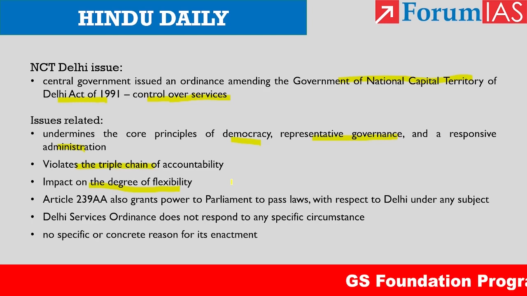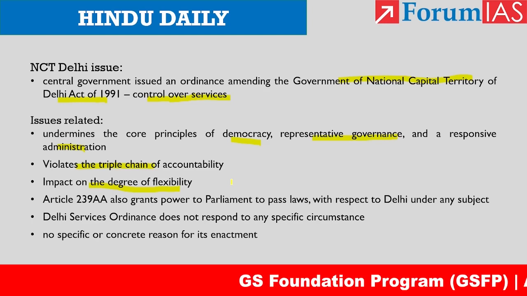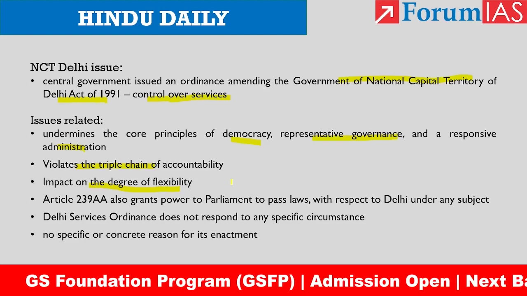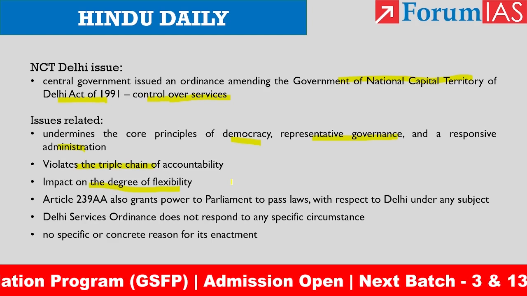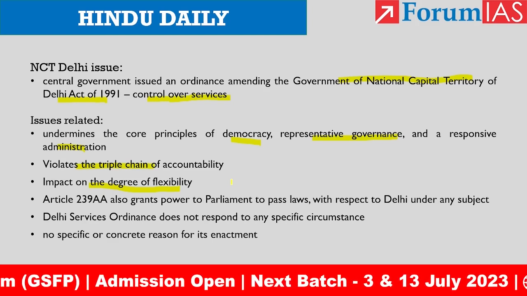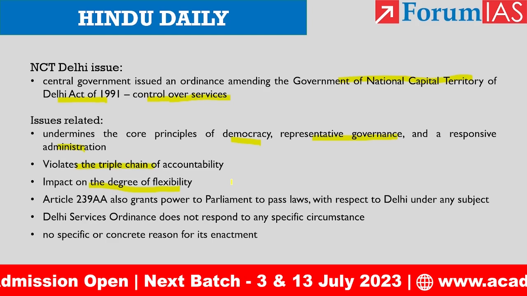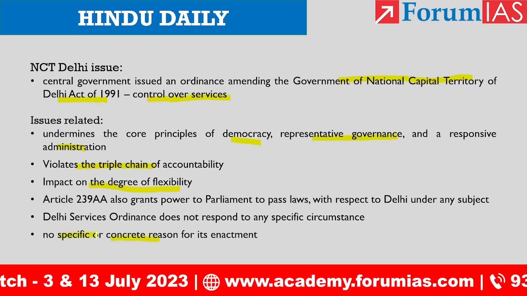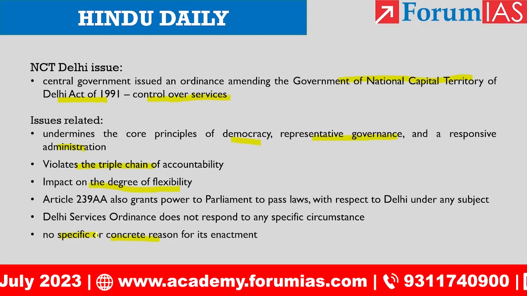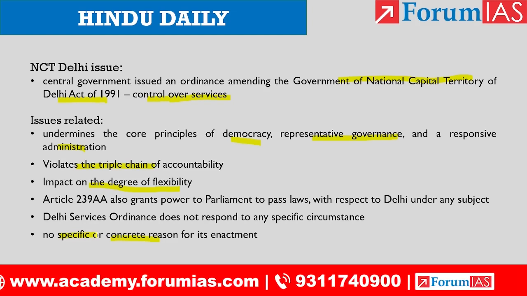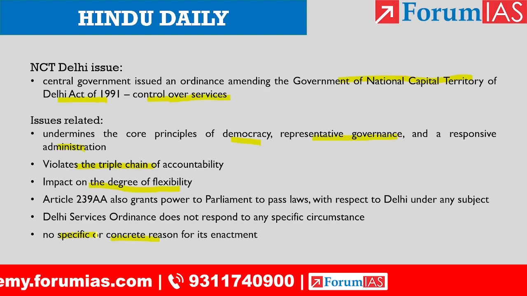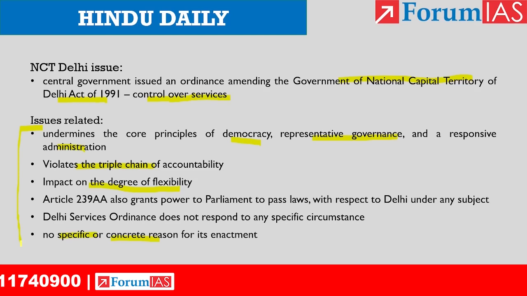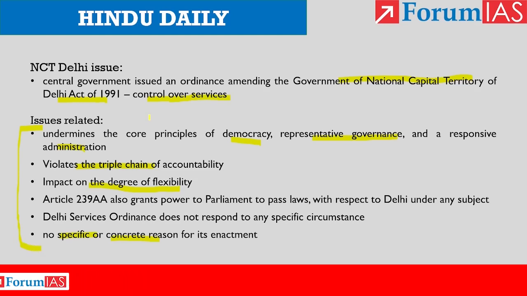The Delhi Services Ordinance does not respond to any specific circumstance. It takes away the Delhi government's power over services in all circumstances. Also, the ordinance articulates no specific or concrete reason for its enactment. It only mentions the need to balance interests. So this is illogical as balancing has already been achieved in the Constitution. So these are the issues which are related to the ordinance passed by the Union Executive.